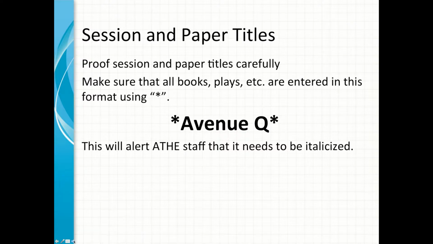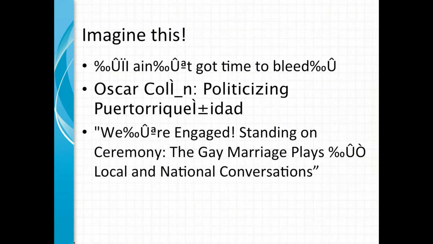So remember that your session titles are going to be used in all of our program book copy. Although you do have until May 1st to make final changes for the program book, do try to be as precise as possible at this early stage. Here's an example of what I was talking about when you use the asterisks to indicate italics. Please indicate all of your book and play titles this way, rather than using all caps or some other kind of formatting. Okay, we can go on to the next screen.